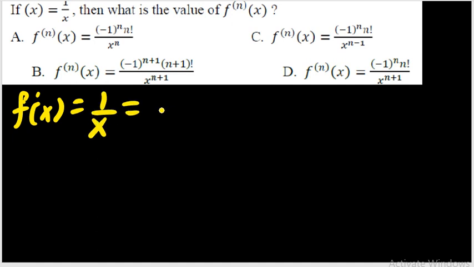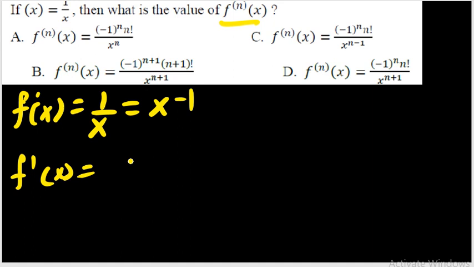The last question here says f of x is equal to 1 over x. By the way, 1 over x is the same as x to the power of -1. So what's the derivative? Because we are asked for the nth derivative, which means just derive it repeatedly and see the pattern, how it looks, and then state a formula for it.